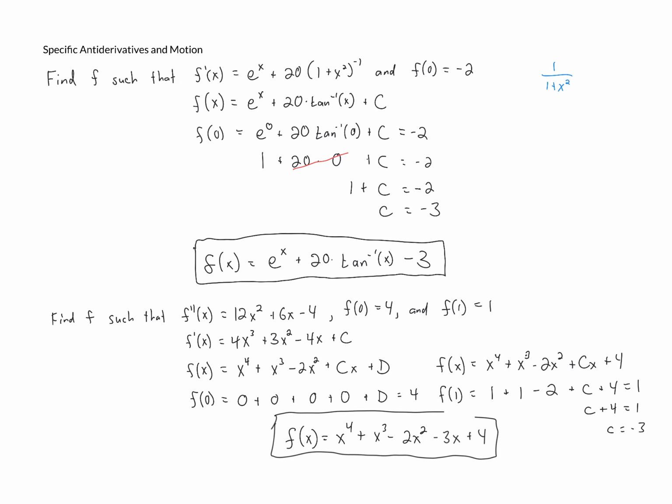Both of these problems required us to take antiderivatives because we were given first and second derivatives and we needed to find the original function. So we were doing antiderivatives, and we know that that usually gives us these constants, but when we have extra pieces of information, we can often use that information to figure out the exact values of the constants and narrow down what our function is going to be.